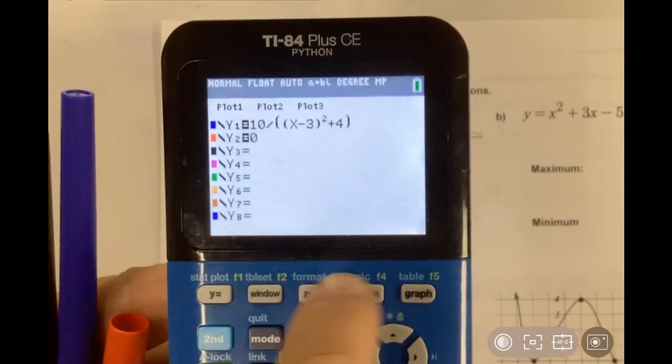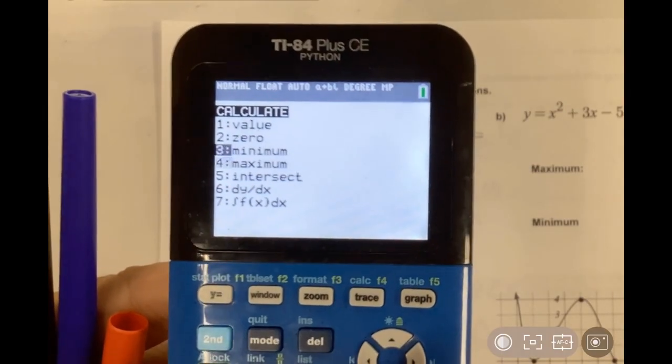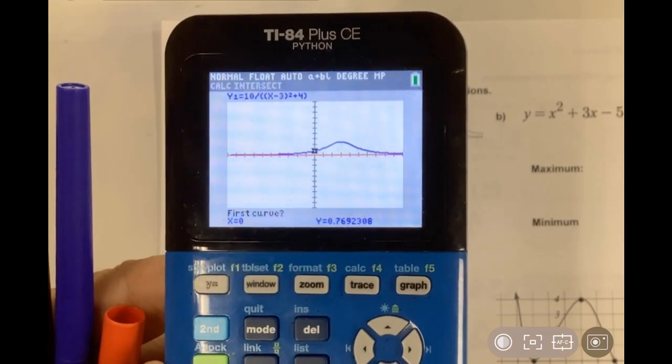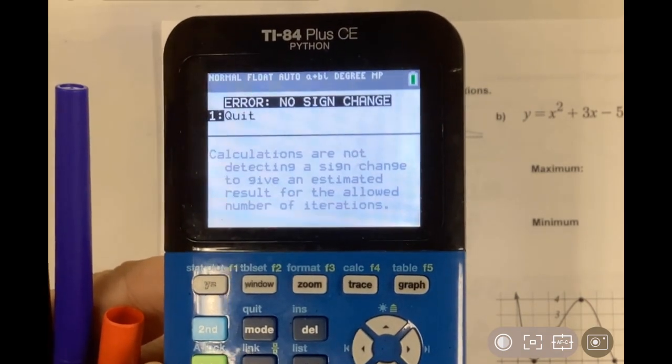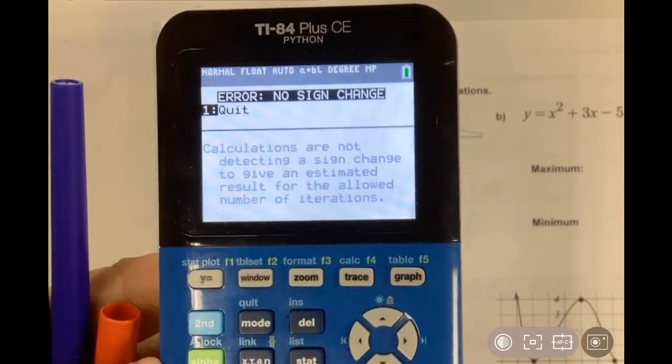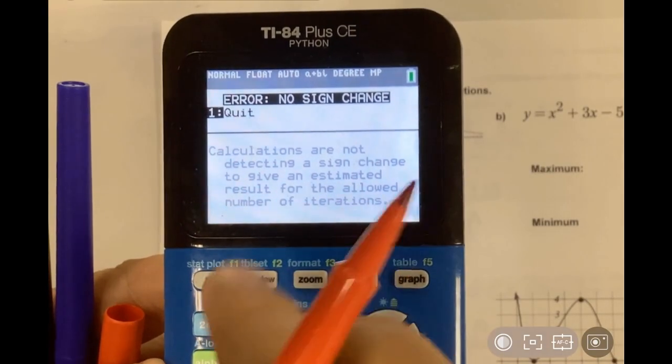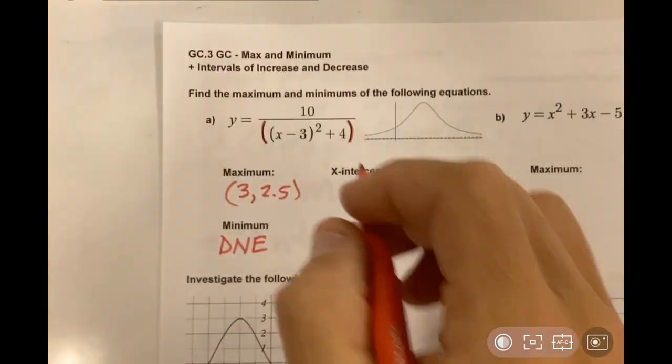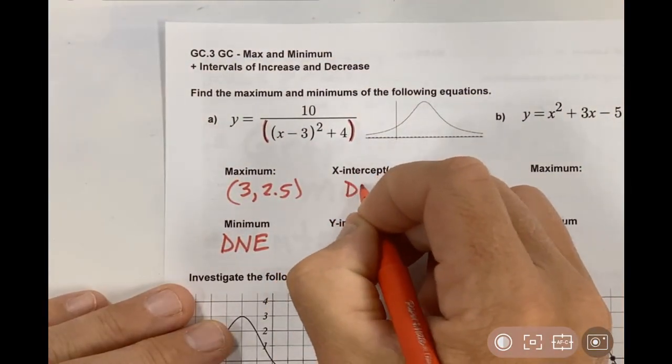If you press second trace, choose option 5 for where it crosses the x-axis, enter, enter, enter, it's going to say error, no sign change. So that means it is not crossing the x-axis, at least on the screen as we see it. So you cannot have an x-intercept in this question. So again, this one is going to be D and E also.